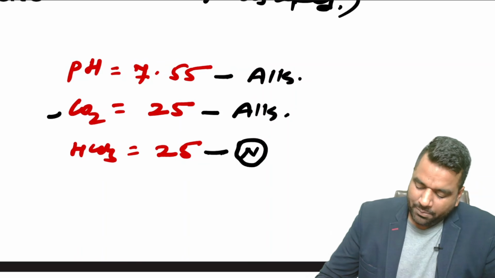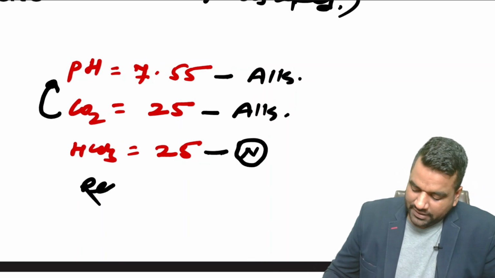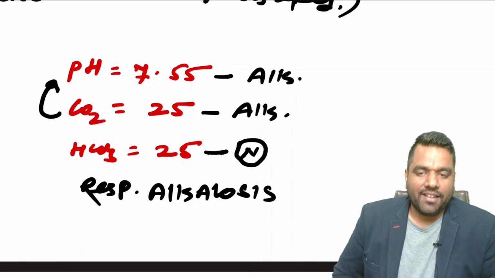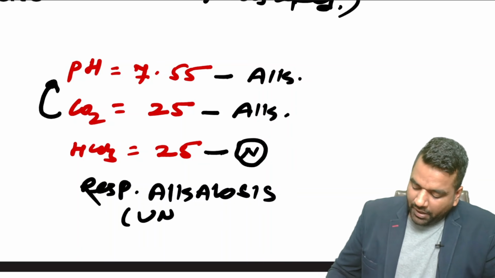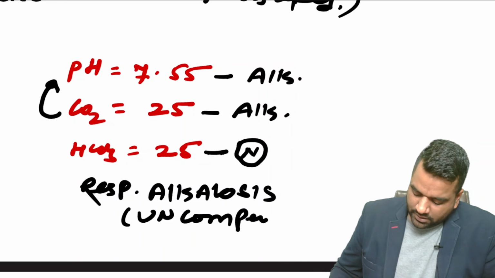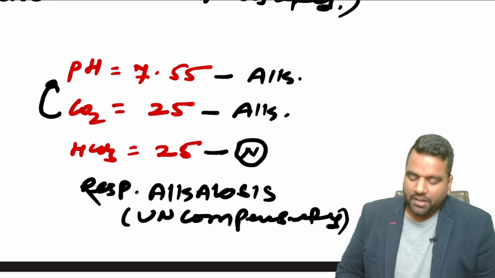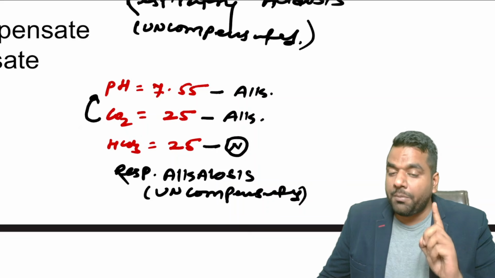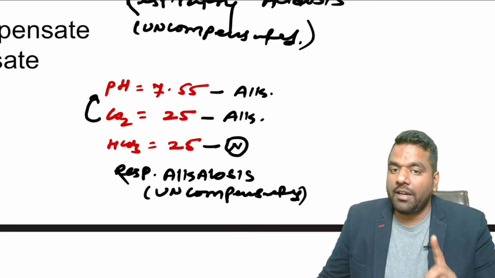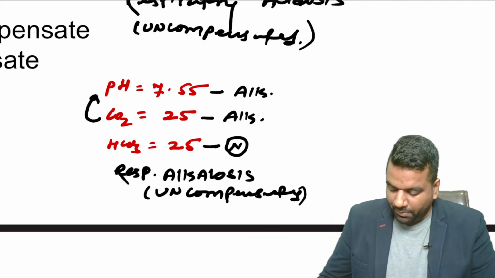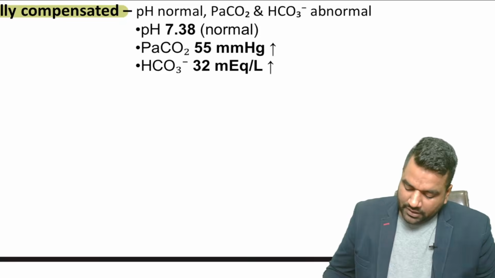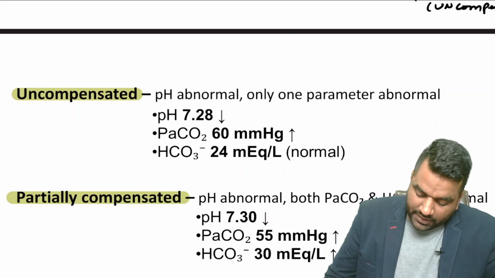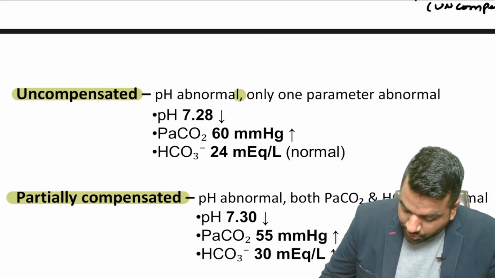So who is the culprit? The culprit is the CO2. So what is this? This is respiratory alkalosis. Compensated or uncompensated? Uncompensated, because the bicarbonate value is normal. So this is uncompensated. So you can see in uncompensated, the pH will be disturbed, CO2 or one thing can be disturbed, but the other thing should be normal. So here you can see, in the uncompensated, the pH should be abnormal.